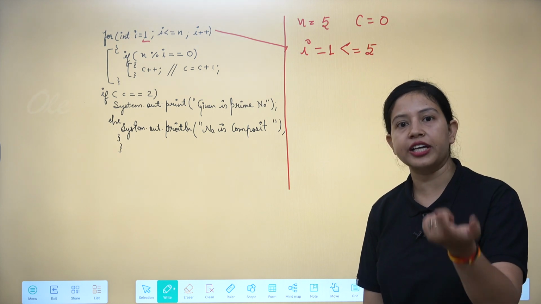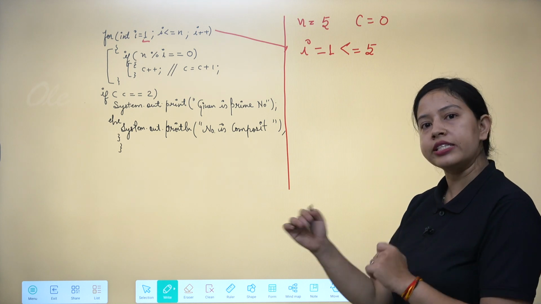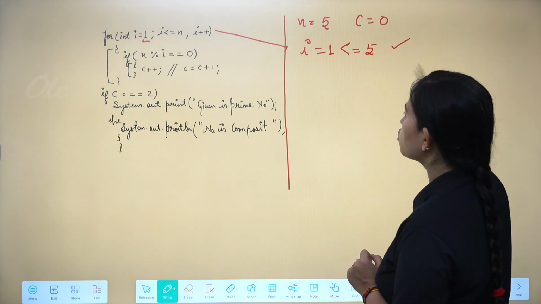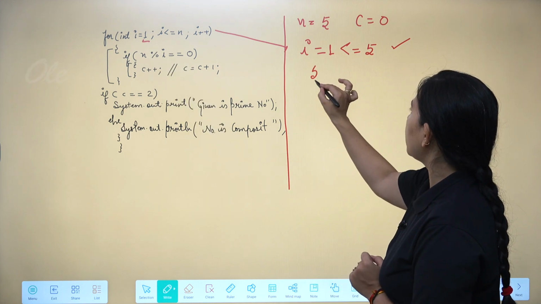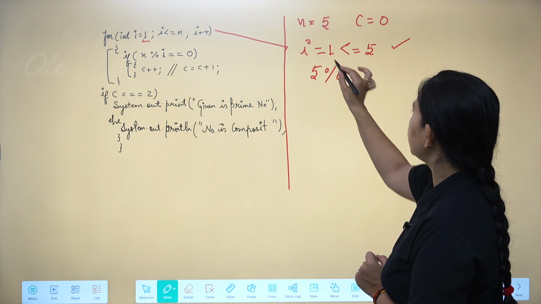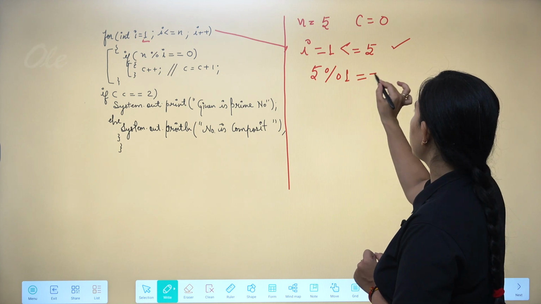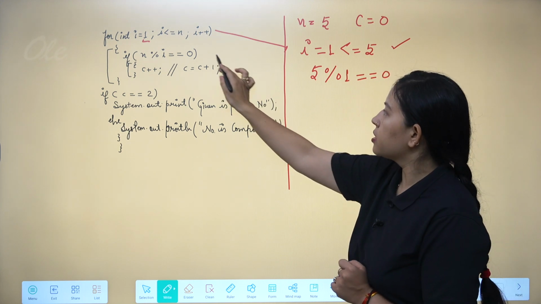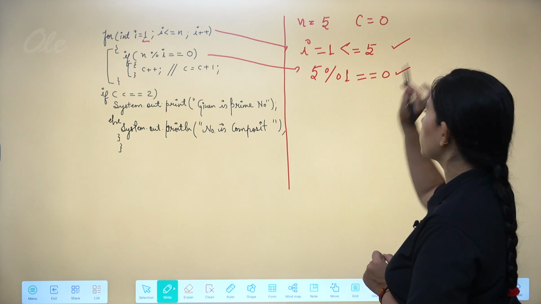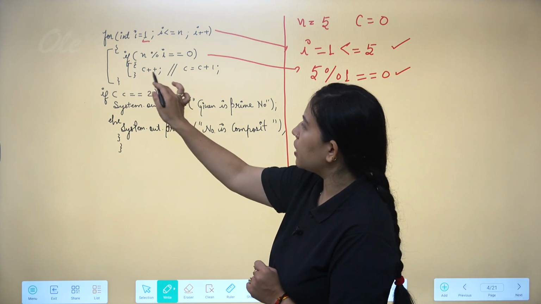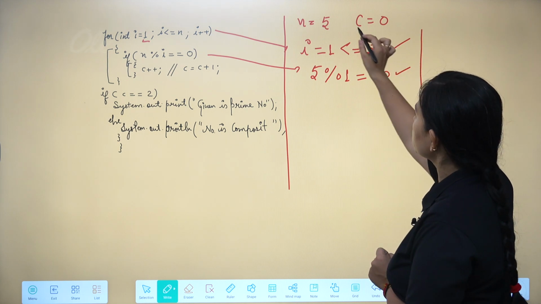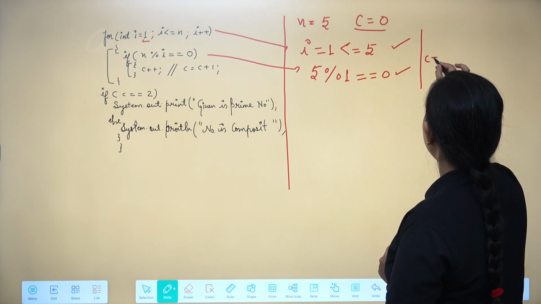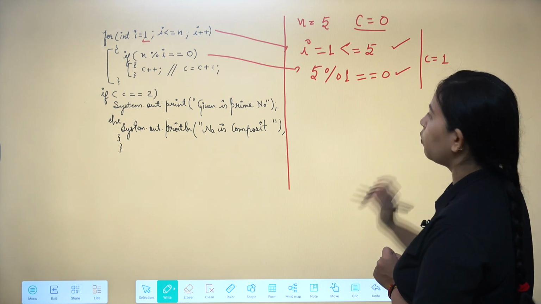Once the condition is checked, only then are you allowed inside the loop. Now the condition is true, so get inside. n modulus I: what is n? 5 modulus I, that is 1, gives remainder 0. Here this is the condition. Yes, the condition is true, so we update the value of C.